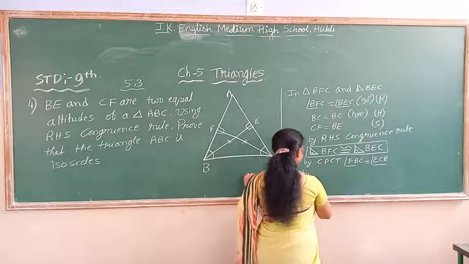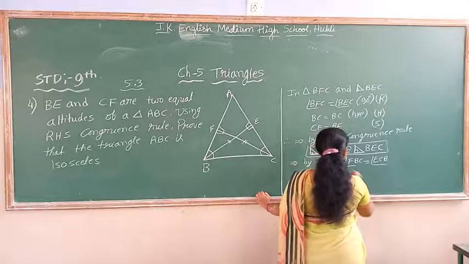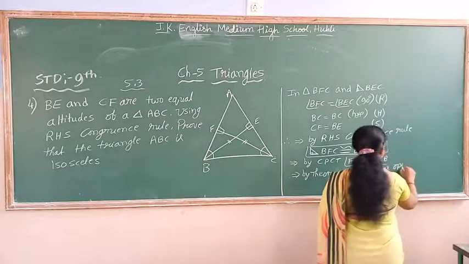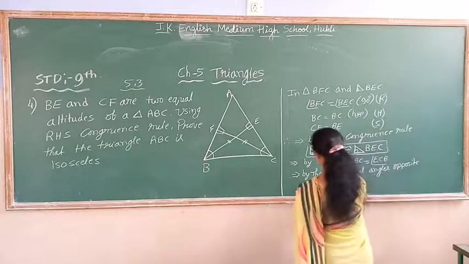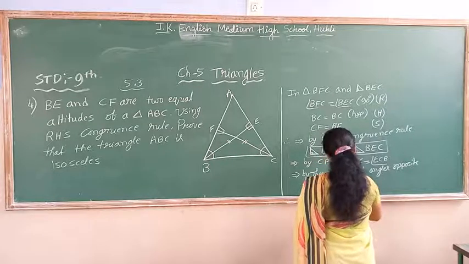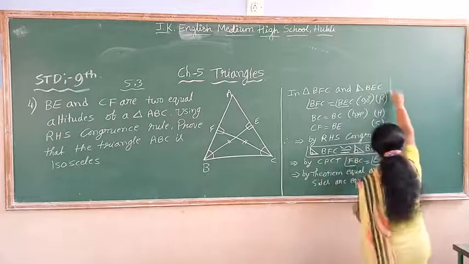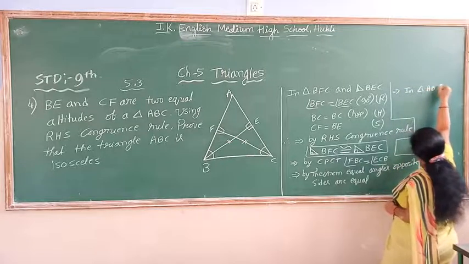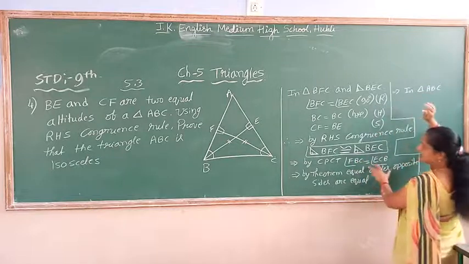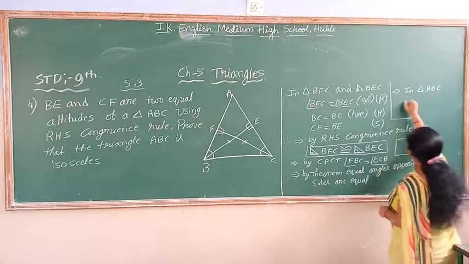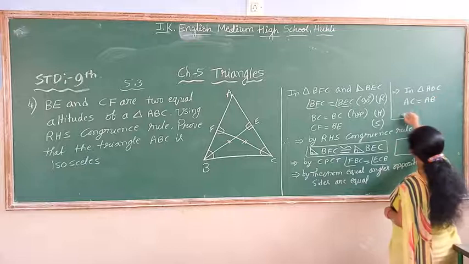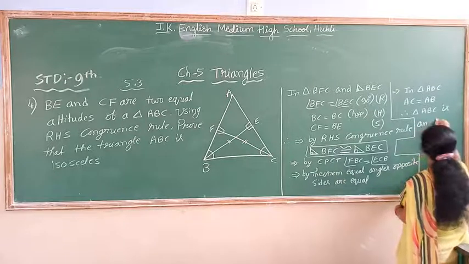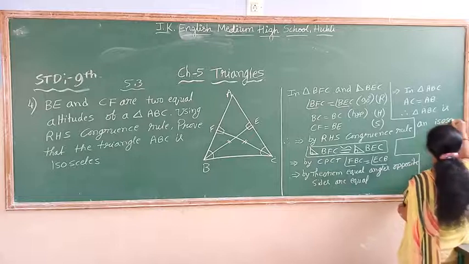Why? By the theorem, equal angles, opposite sides are equal. In triangle ABC, it implies equal angles, opposite sides are equal, that is, AC is equal to AB. Therefore, triangle ABC is an isosceles triangle. Therefore, for us to prove it, this only.